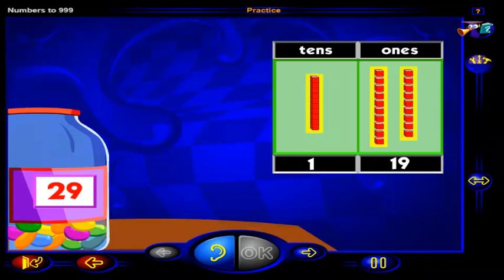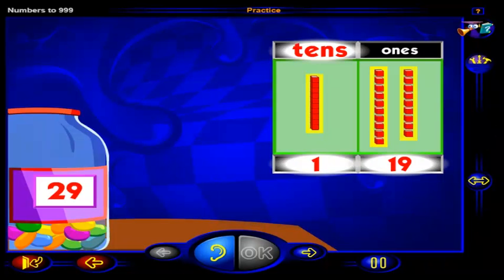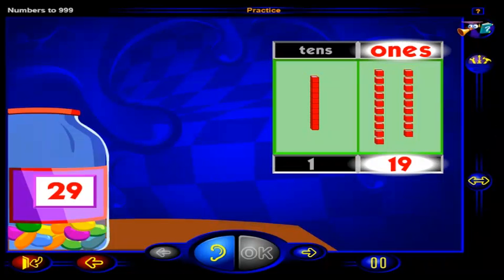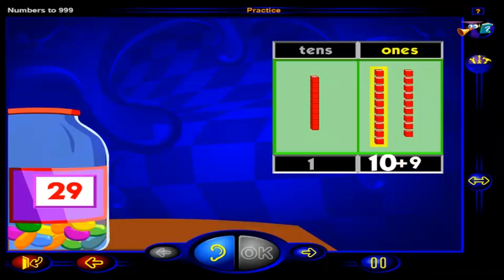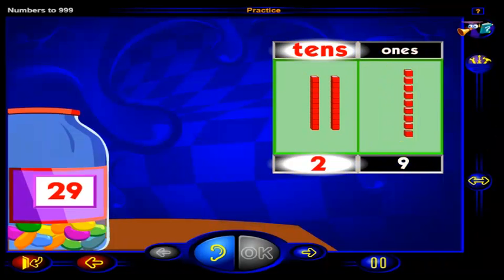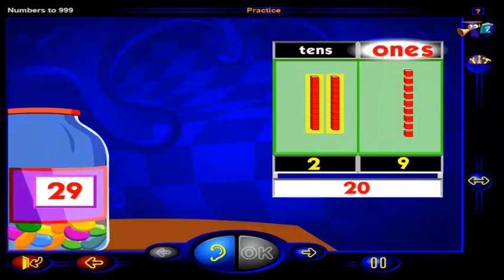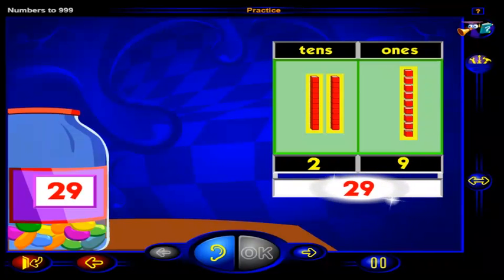These blocks show 1 10 and 19 ones. 19 ones is equal to 1 10 and 9 ones. So we can move these 10 ones to the tens place to make one more 10. 2 tens is 10, 20. And 1, 2, 3, 4, 5, 6, 7, 8, 9 more is 29. So there are 29 jelly beans in the jar.